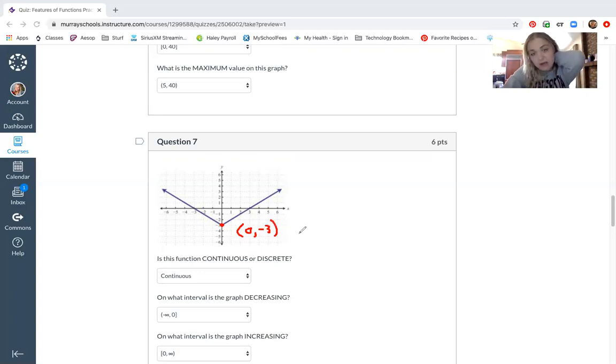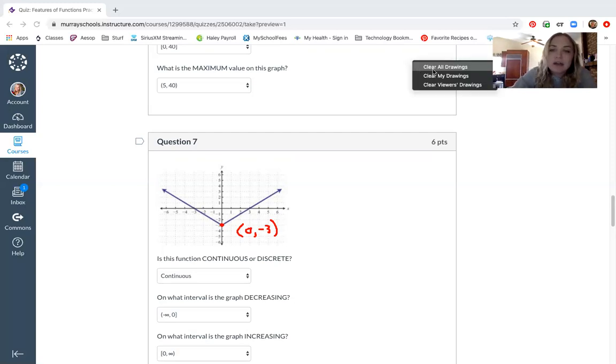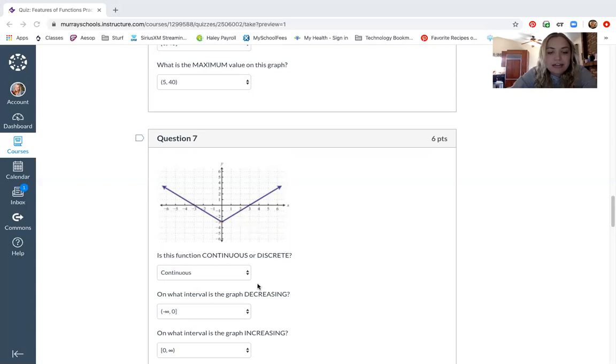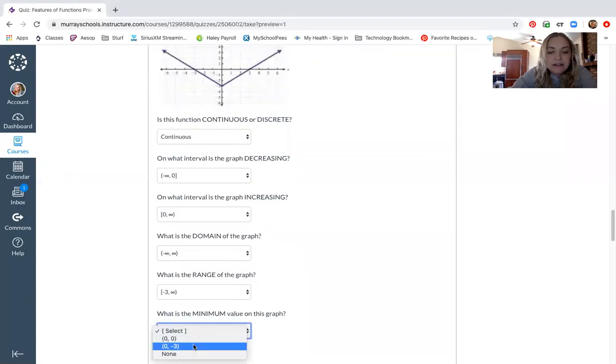Okay. The other thing that I might ask you on a question like this, I didn't on this problem, but hold on, let's scroll down and answer that. The minimum was at 0, -3.